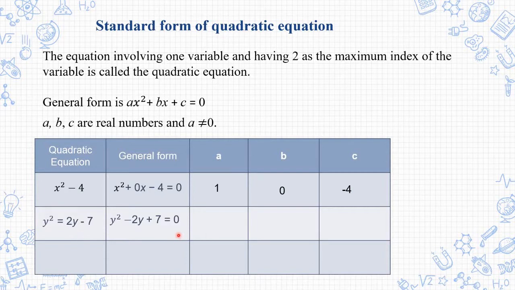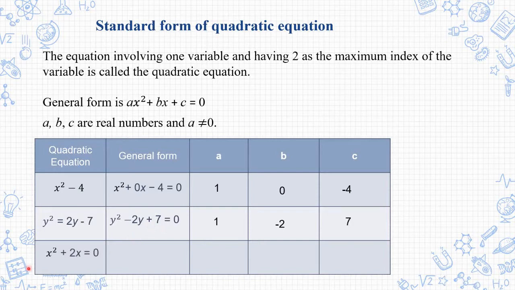Now we'll try to identify the values of a, b and c. a will be the coefficient of the square term. So the coefficient of y square is 1, so you will have 1 here. b is the coefficient of y. So in this case, the coefficient of y is minus 2. And c is the last constant term. So in this, the last constant term is plus 7.